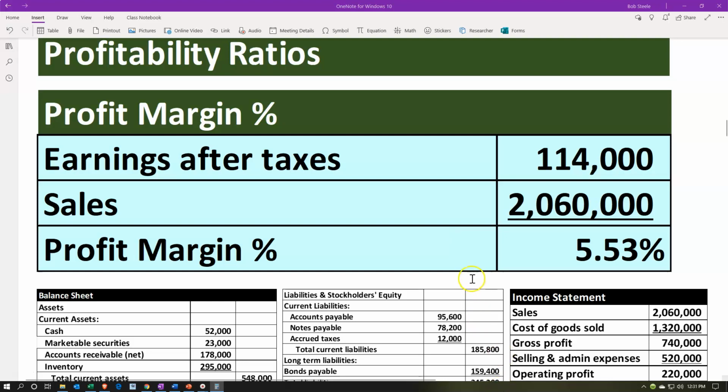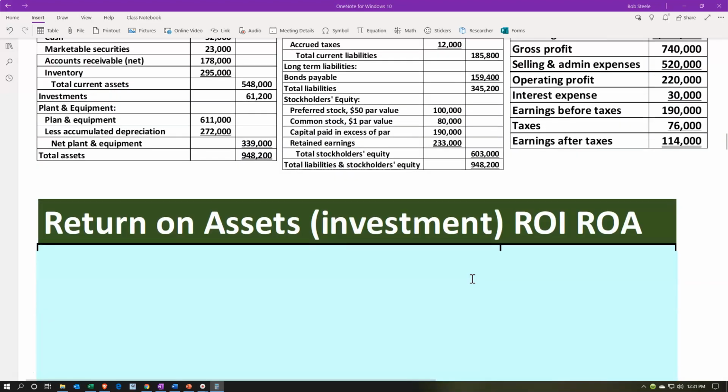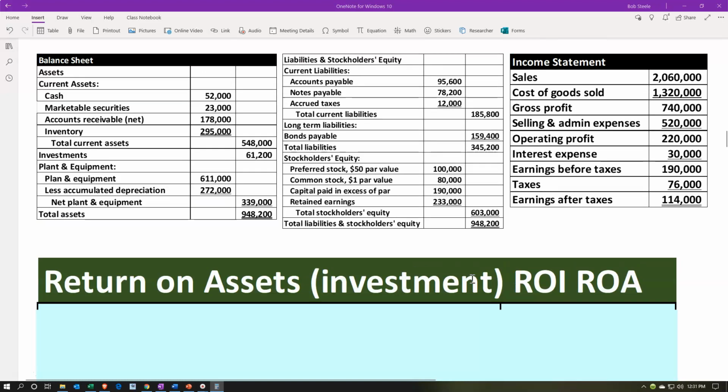So if you have a lower profit margin, then obviously you would need higher sales volume and vice versa. So here we go, the return on assets, which also could be called ROA, which is closely related to ROI, because if you think of the accounting equation, we're talking about what the company has in terms of assets. Why does the company have assets?